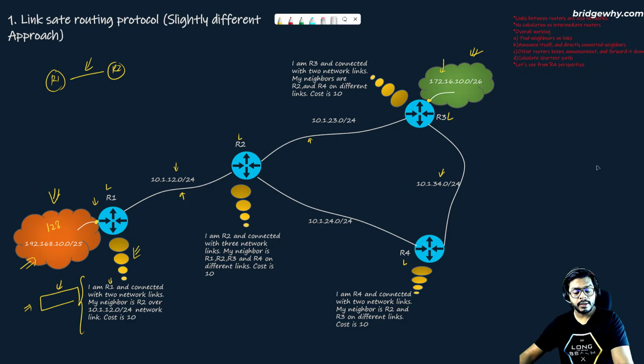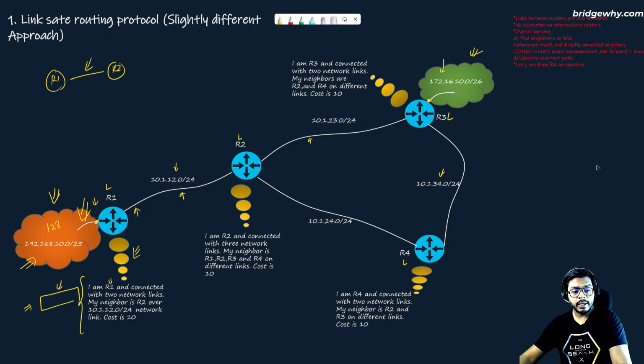But try to understand from a high level point of view that R1 is thinking and creating this message, the yellow message, and inside this yellow message it is going to write I am R1 and I have two connected links. Interesting, right? One connected link is into this orange network and the other connected link is right here. And it is also informing that my neighbor is R2. I haven't discussed yet how to find the neighbor, but assume that R1 now knows that R2 is its neighbor, which is over the 10.1.12.0 link, right?